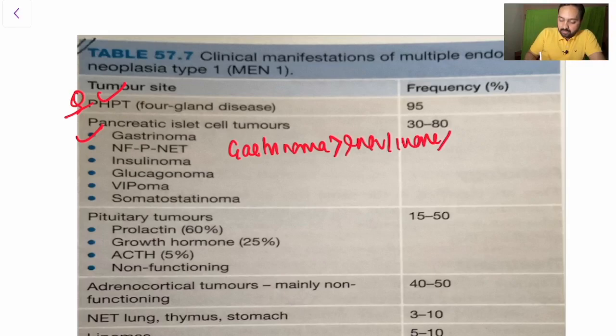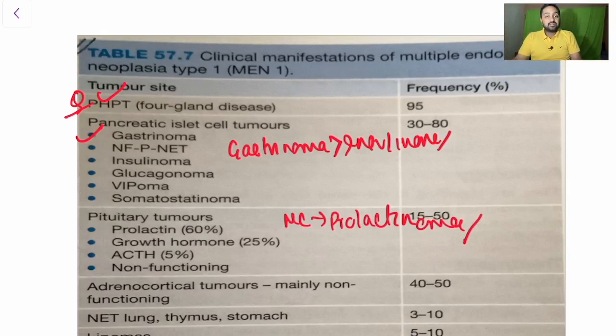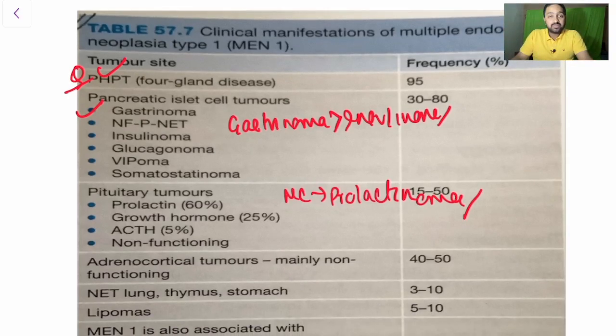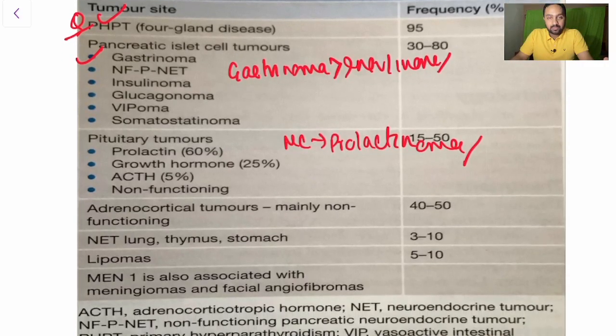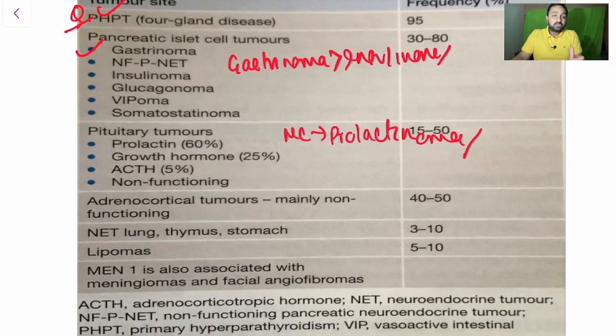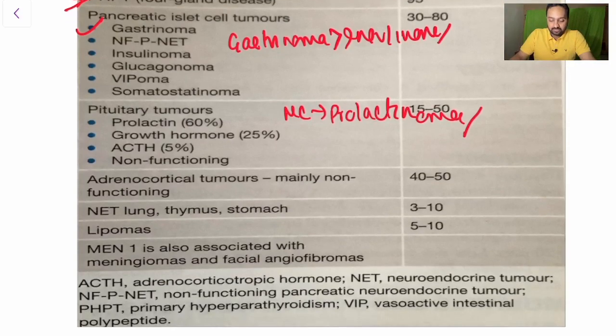Then in your pituitary tumors, most common is your prolactinoma, right? And the other tumors include your adrenocortical tumors, mainly non-functioning neuroendocrine tumors of lung, thymus, and stomach, lipomas, right? And your MEN1 is also associated with your meningiomas and facial angiofibromas.